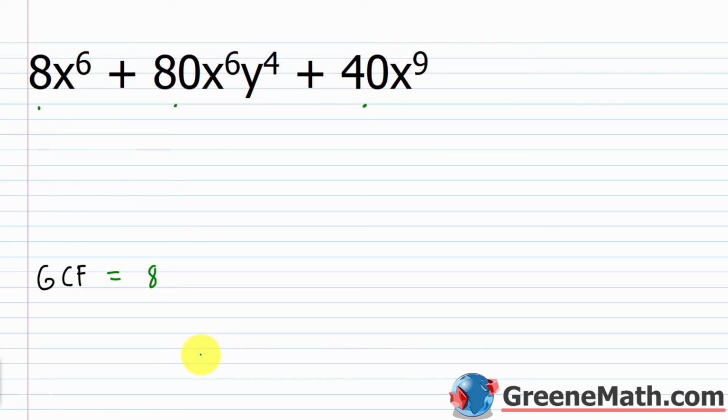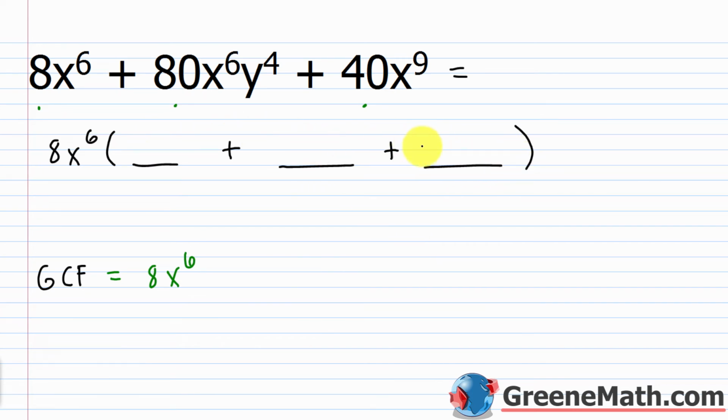Now, for the variable part, I have an x, an x, and an x. I have a y here, but I don't have a y anywhere else. So the GCF will only contain an x, and then the smallest exponent is a 6, right? I have a 6 there, and a 9. So 8x to the 6th power is my GCF. So to factor this, let's put equals. We're going to put 8x to the 6th power out in front. And inside the parentheses, I'm going to have 3 spaces.